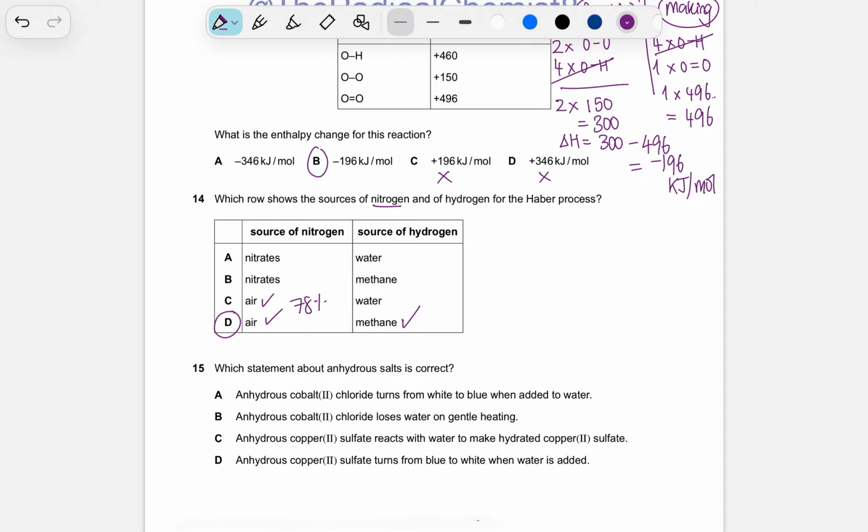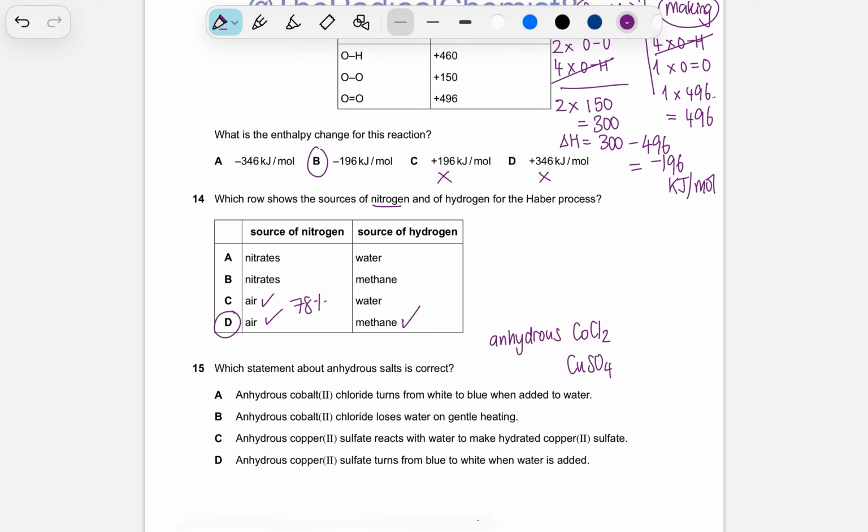So you need to know the sources of nitrogen and hydrogen for the Haber process. Question 15, which statement about anhydrous salts is correct? So remember, you have 2 anhydrous salts you need to know about. So you have anhydrous cobalt chloride. These are both tests for water, and you have anhydrous copper sulfate.